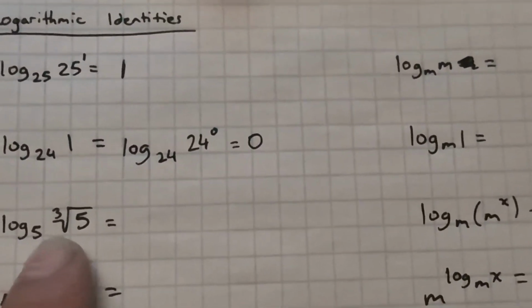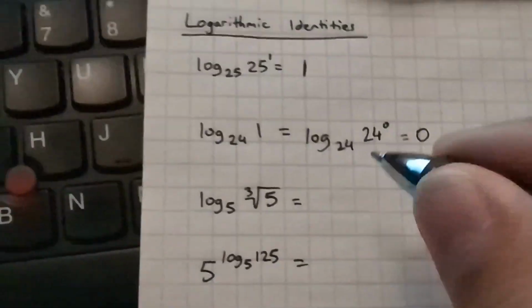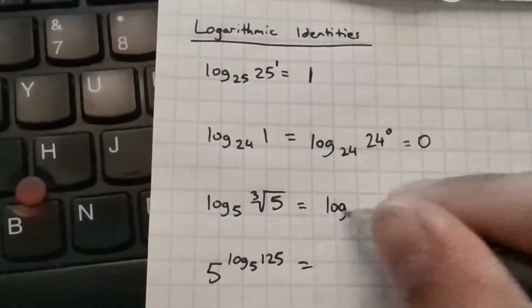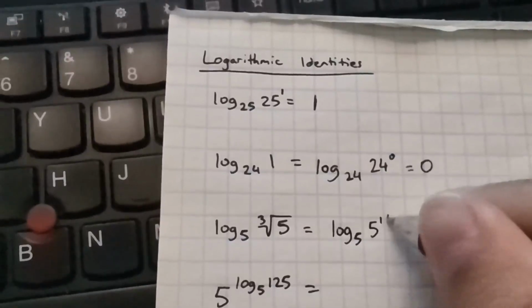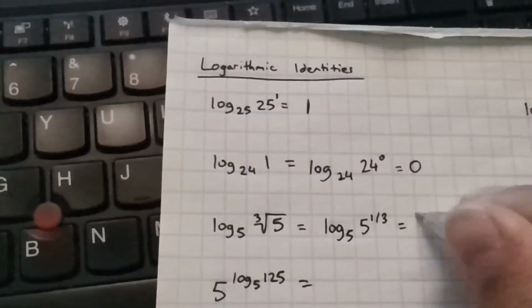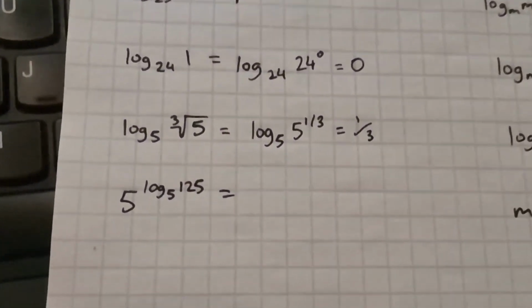Log base 5 of the cube root of 5. Well, the cube root of 5 we can rewrite as 5 to the power of 1/3. Our bases match, so that's just equal to 1/3.